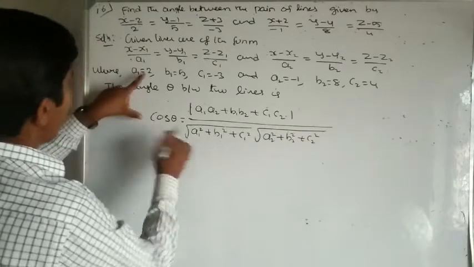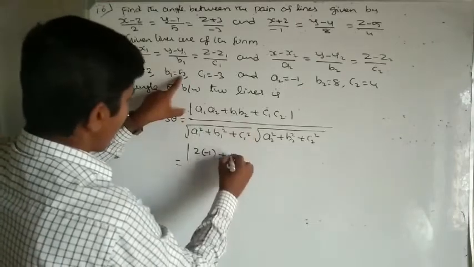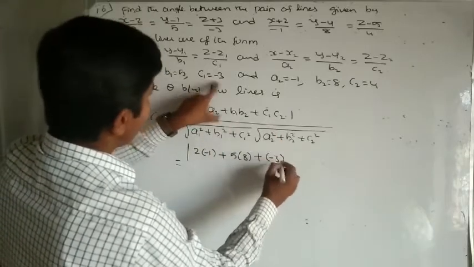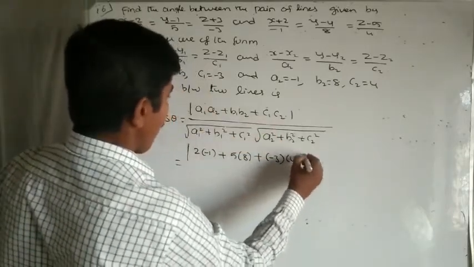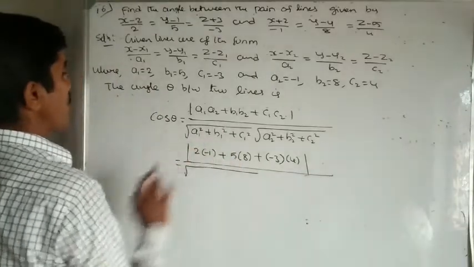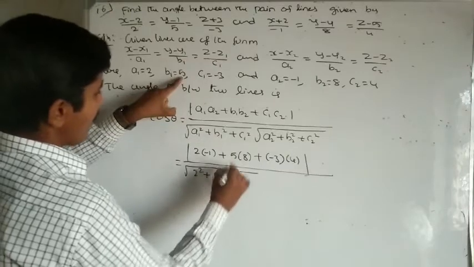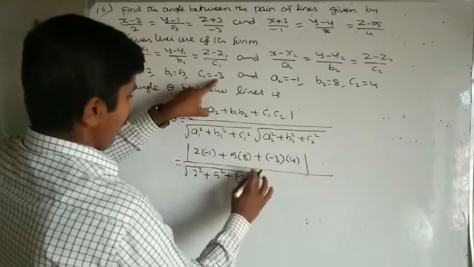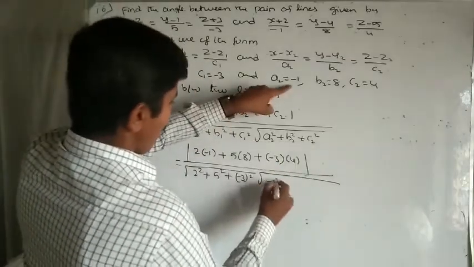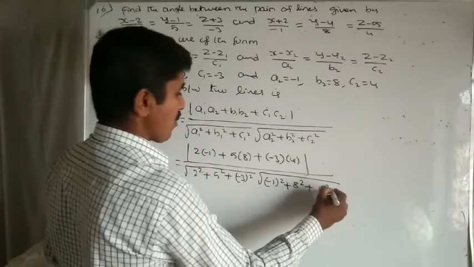Modulus of a1 into a2, a1 value 2, substitute a2 value minus 1, plus b1 into b2, b1 equal to 5, b2 equal to 8, plus c1 value minus 3, c2 value 4, divided by root of a1 square plus b1 square plus c1 square, a1 equal to 2 square plus b1, 5 square, c1 equal to minus 3 whole square, into square root of a2 square plus b2 square plus c2 square, a2 value minus 1 whole square plus b2 value 8 square plus c2 value 4 square.